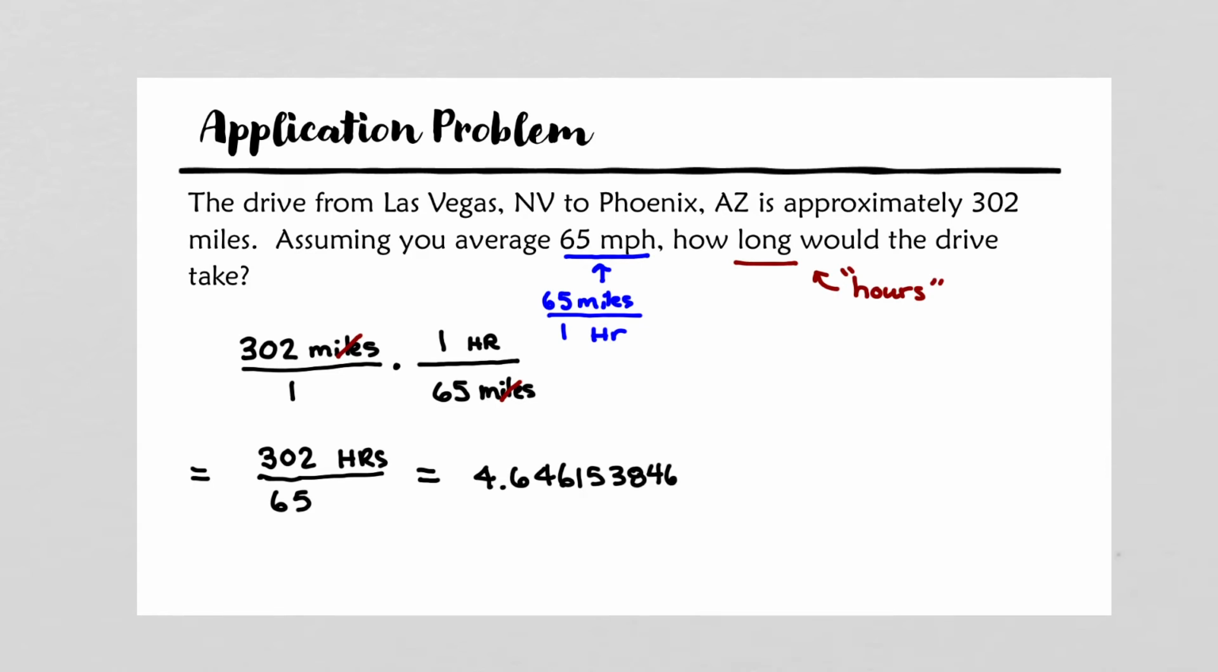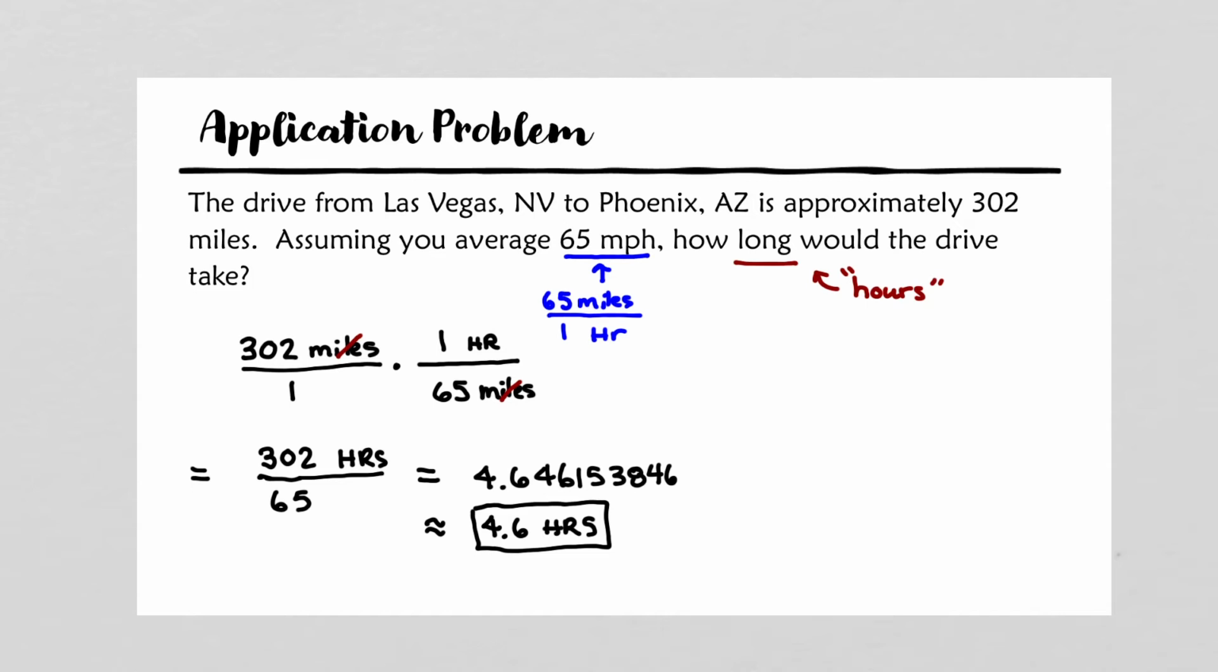And so if I wanted to approximate, rounding to the nearest hour would be 5 hours, rounding to the nearest tenth of an hour would be 4.6 hours. So we'll just put approximately 4.6 hours. And that is how we could use dimensional analysis to complete that first part.